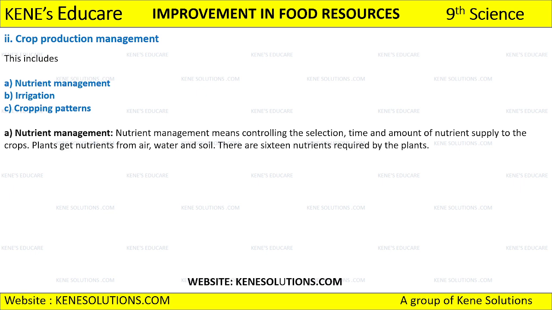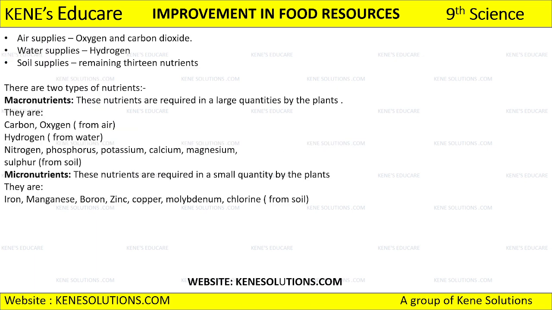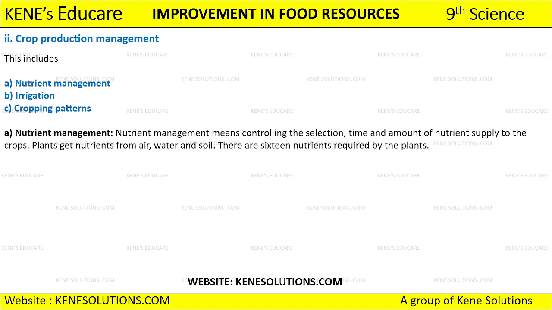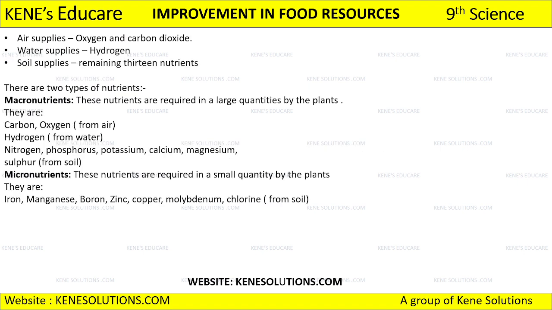After these three points, I hope everyone went through the nutrient management part, where the farmers have to take care of controlling the selection, time and amount of nutrient supply. Plants get the nutrients from the air, water and soil, right? And there are a total of 16 nutrients required by the plant. So farmers have to ensure that all 16 requirements are fulfilled so that crop production can occur properly. As discussed, they need proper air, water and soil, because they are going to get the nutrients from here.